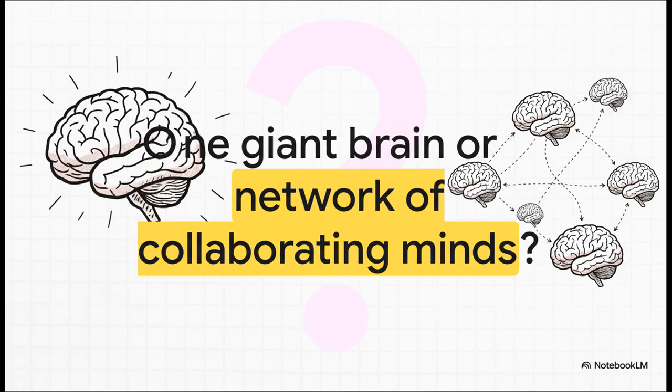And that leaves us with a really fascinating question. There's no doubt about it. The centralized model, the one giant brain, it clearly won the first era of the web. But as the internet grows infinitely more complex, you've got to wonder, what's better suited for the future? An even bigger giant brain? Or maybe, just maybe, a return to this idea of a whole network of collaborating minds?